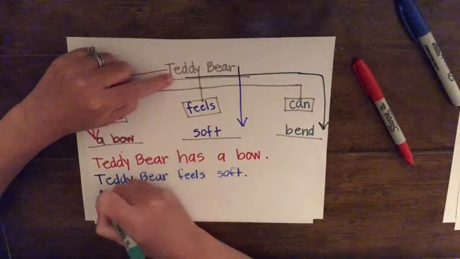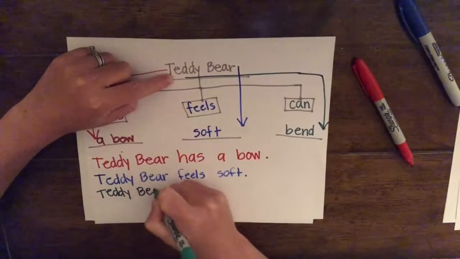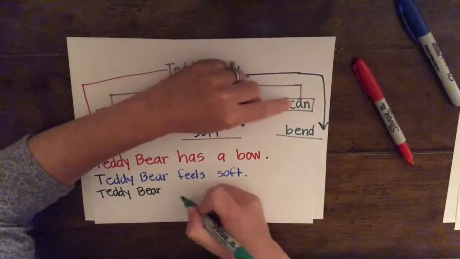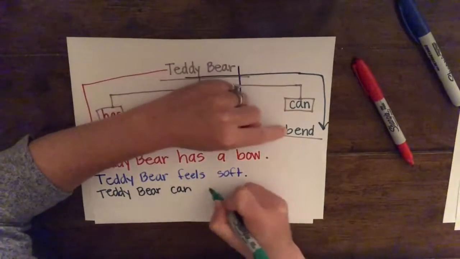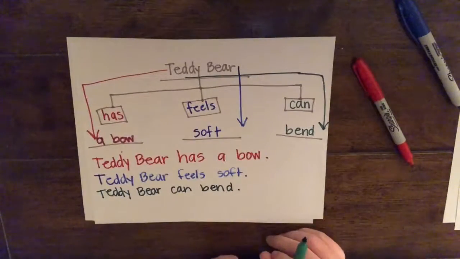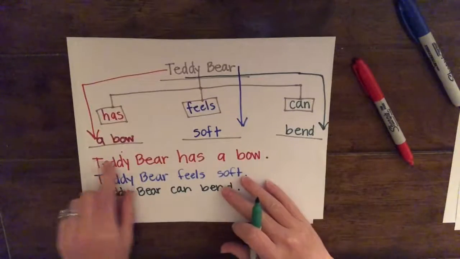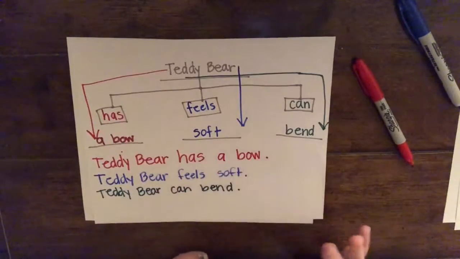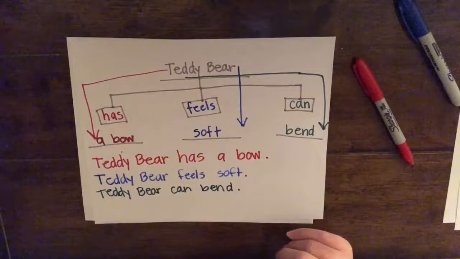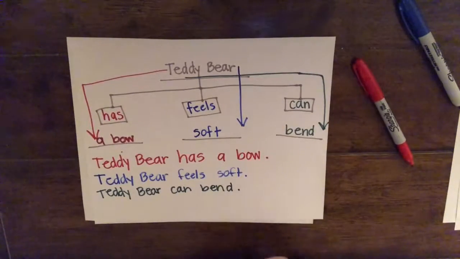So let's start at the top. We need a capital letter at the beginning of our sentence. Teddy bear can bend. All right, and when I'm teaching it, I always say we do like big hands for the capital. Teddy bear has a bow. We do like a stop sound for them to know, like, oh, we need that period. So if I'm teaching it, I often model that as well.